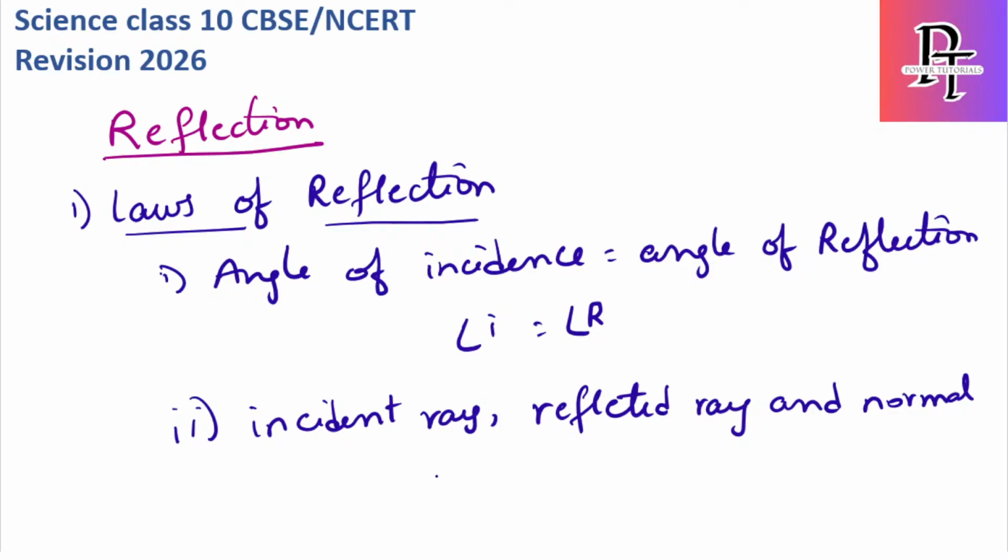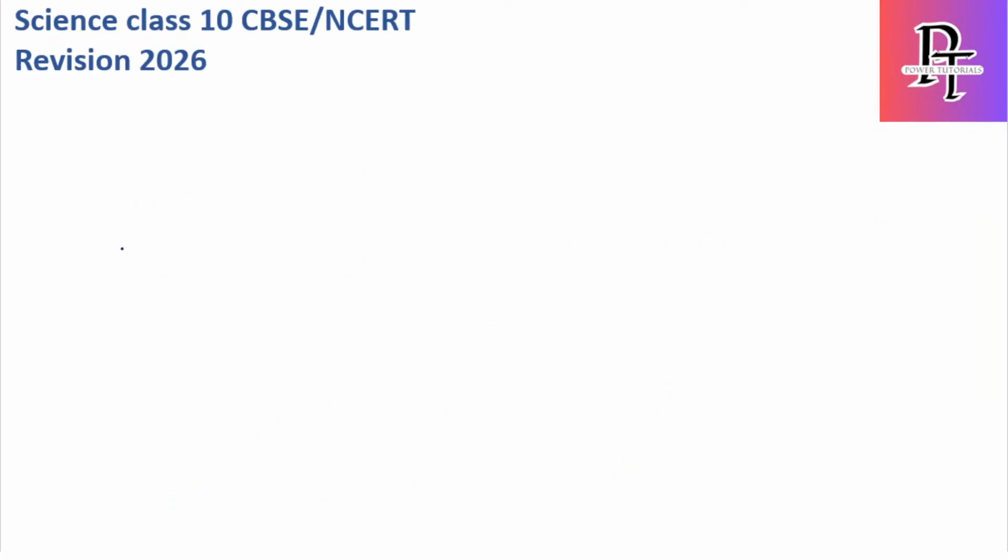Okay. So incident ray, reflected ray, and normal, all three lie on the same plane. Okay, so these are the laws of reflection, but let's go to the formulas because formulas are important.